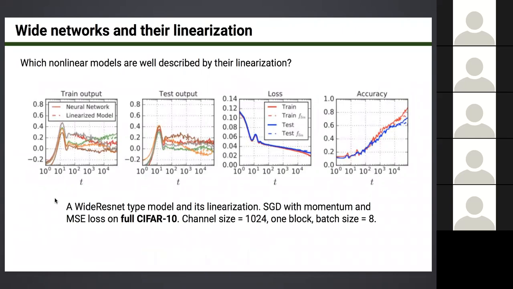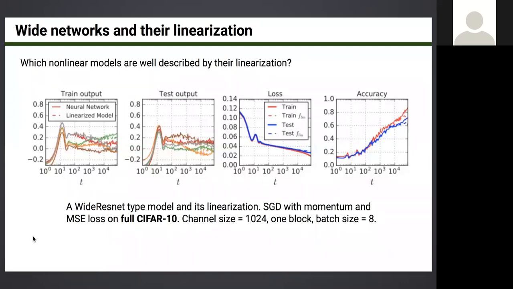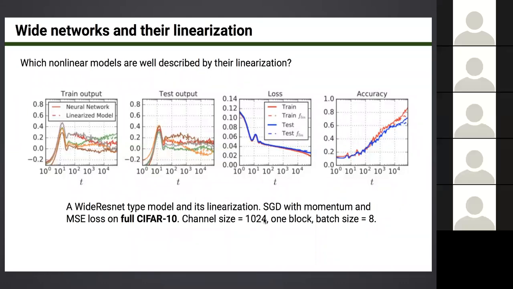And here are some empirics that show that, at least in certain regimes, the nonlinear models can be described by their linearization. So this is one block of a wide ResNet model trained with SGD. It's pretty wide. In this convolutional setting, the width refers to the number of filters in a convolutional layer, and this is width 1,000. The agreement between the solid and dashed lines is pretty good until some late times. Here in the plot on the right, you already start to see some discrepancies, and this discrepancy would set in earlier if the network were narrower.